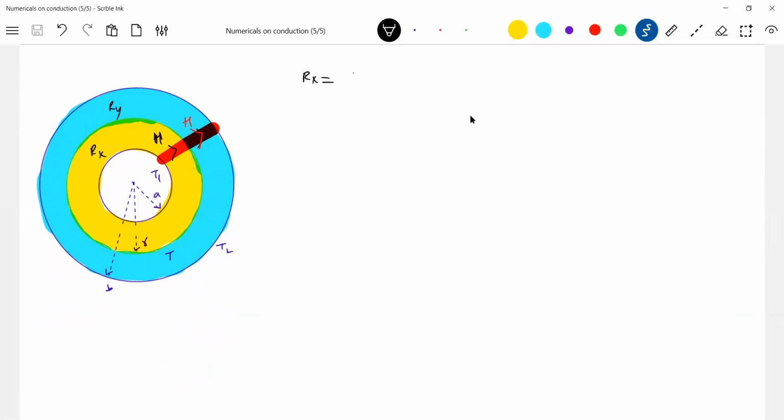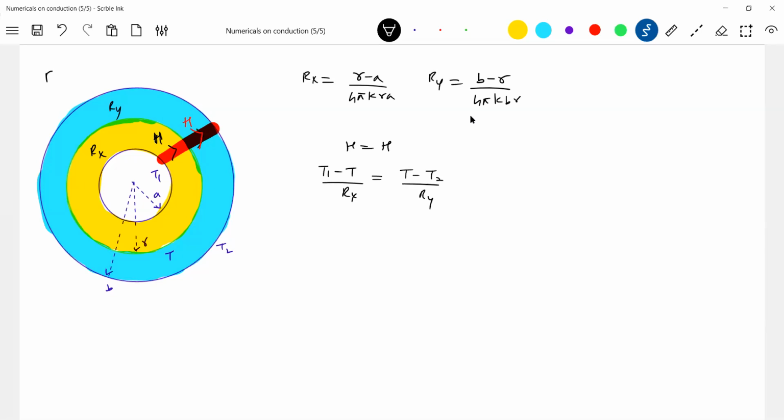The resistance of this will be R minus A by 4 pi K RA. What is the resistance of the other one? Ry is equal to B minus R by 4 pi K BR. Okay, let it be this one. So the same current flows. So what is the temperature difference? T1 minus T by Rx is equal to T minus T2 by Ry.